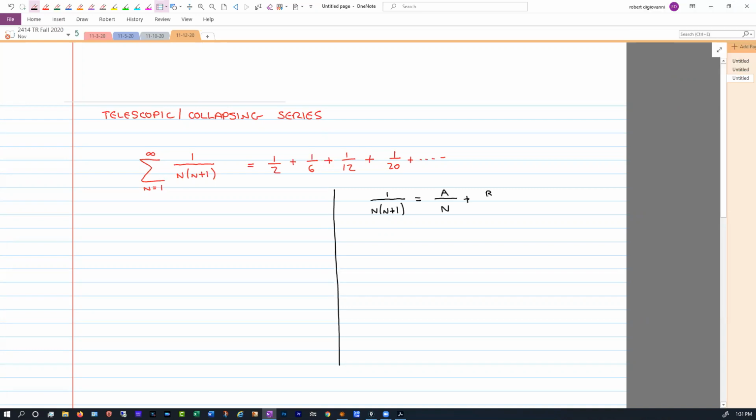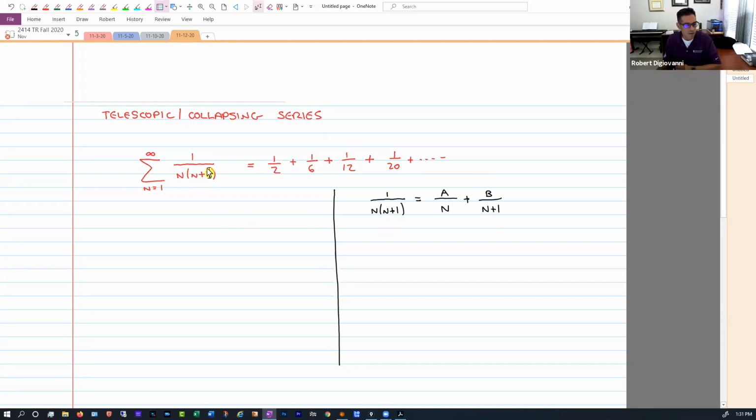You see what I'm doing? Partial fractions. Yep, I'm doing partial fractions. I'm going to do a partial fraction decomposition on this. And what I'm trying to do is see if I can turn this expression into the sum of 2 fractions.